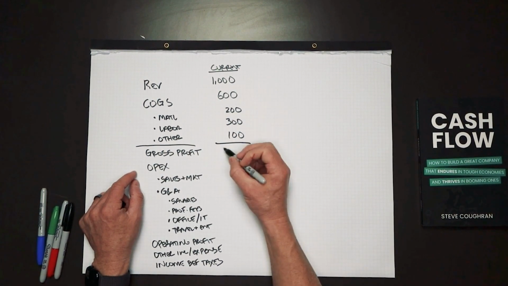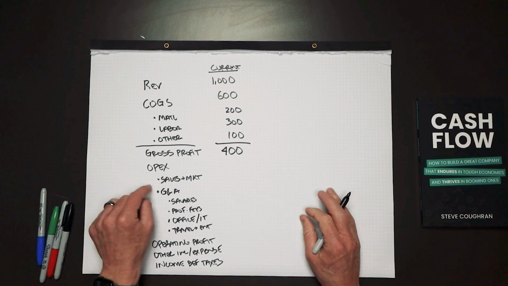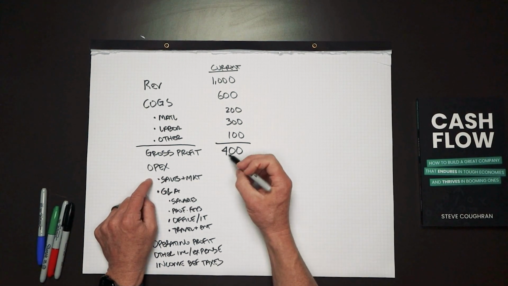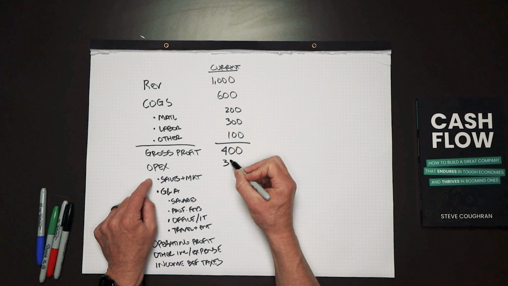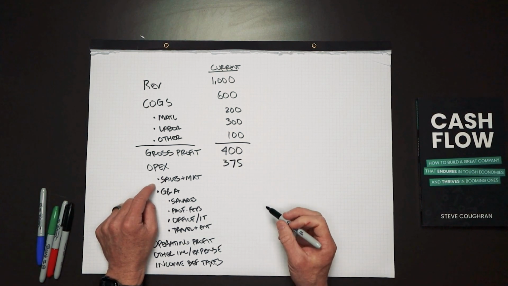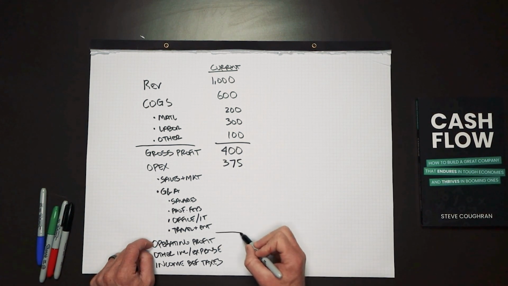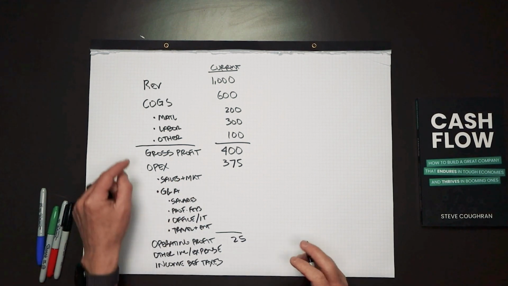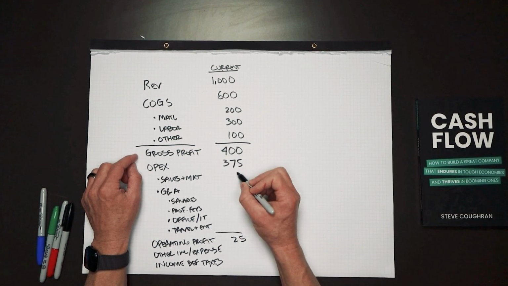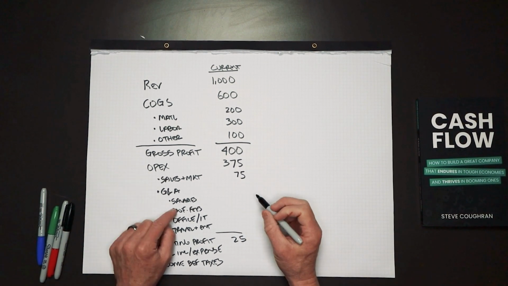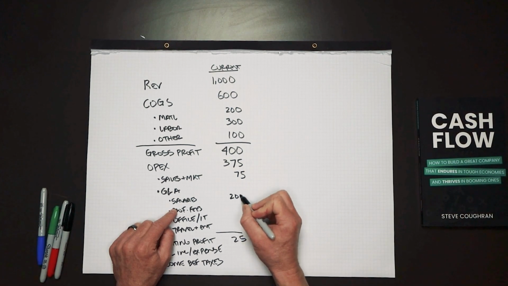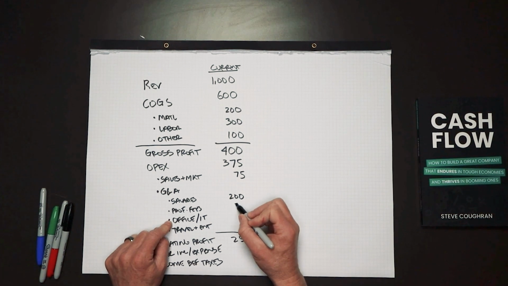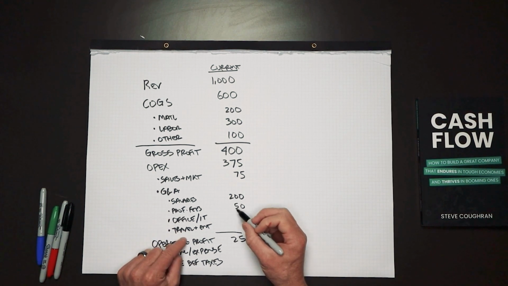So 1,000 minus 600 leaves us with $400. And then our OpEx, let's just say OpEx is $375. That's terrible, but that leaves us with a meager $25. All right, let me put some numbers to each of these categories. Let's say sales and marketing is 75. Let's say salaries and wages for general and administrative employees is 200. Professional fees is 50. Office and IT is 25, and this is 25.